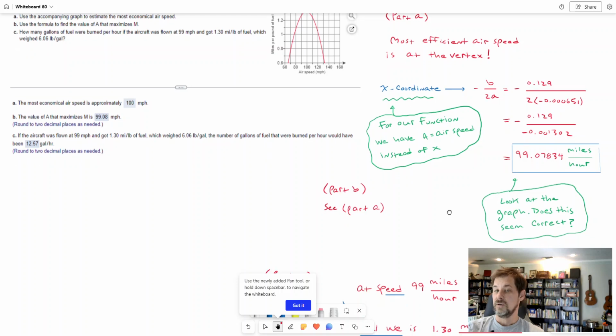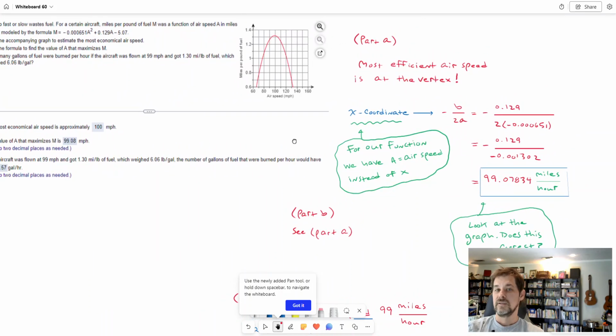Okay. So we can do it two ways. We can look at the graph. We see it looks like it's about 100 miles an hour, as best we can tell from looking. Or we can calculate the X coordinate of the vertex point, and we do that. We get 99.08 miles per hour, rounding to 2 decimal places according to these instructions.